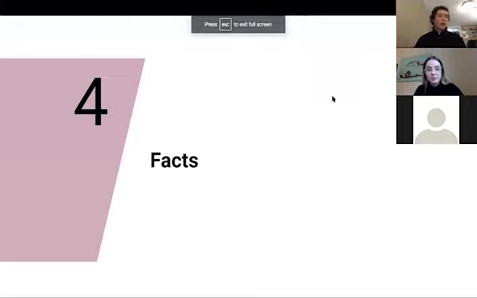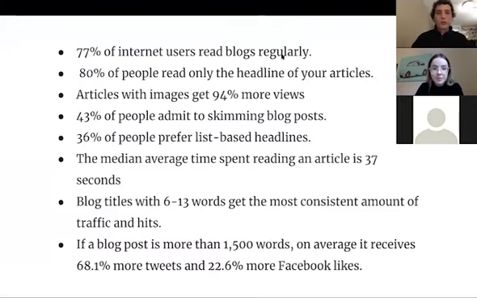So these are some important facts to keep in mind while you are blogging. 77% of internet users read blogs regularly, which is a good thing. It's a positive. It shows that these are worth actually creating. And more importantly, 80% of people read only the headline of your articles. So this is not to say to write a poor blog and just put a great headline.